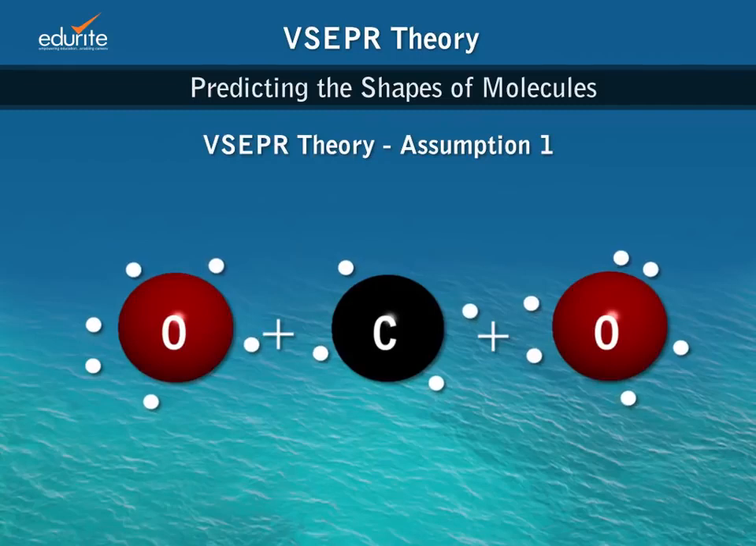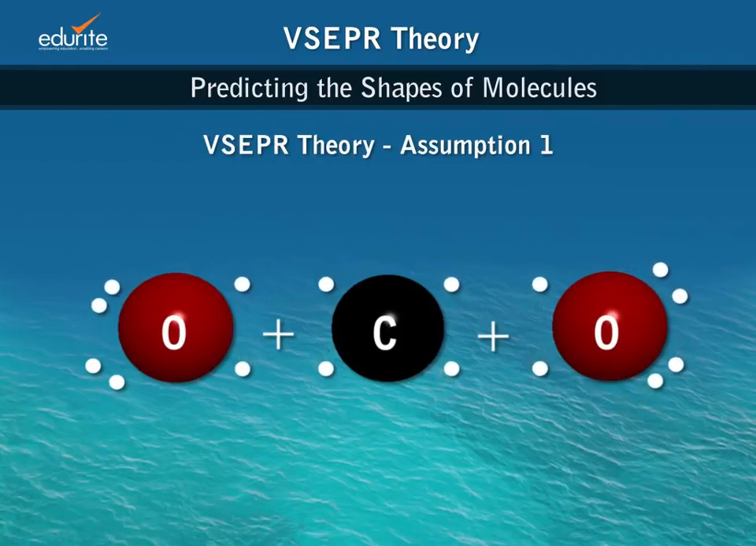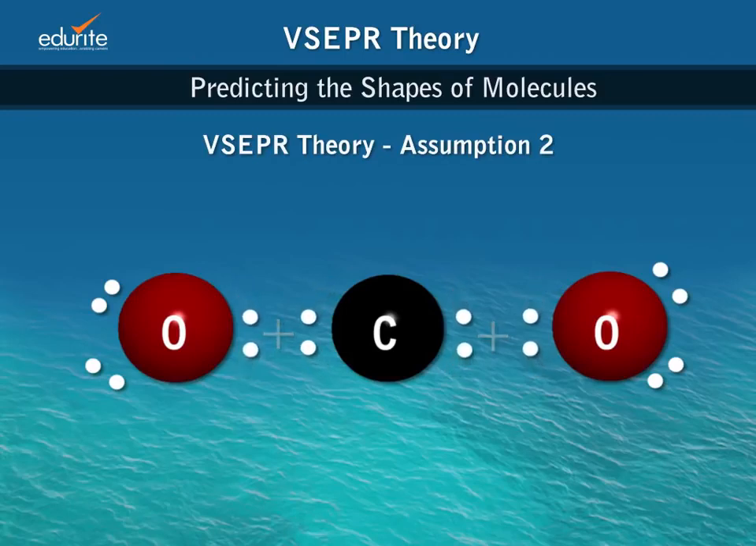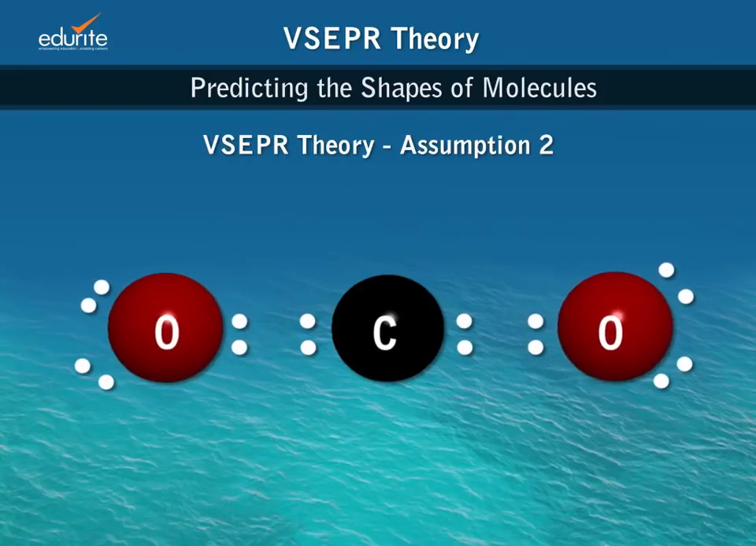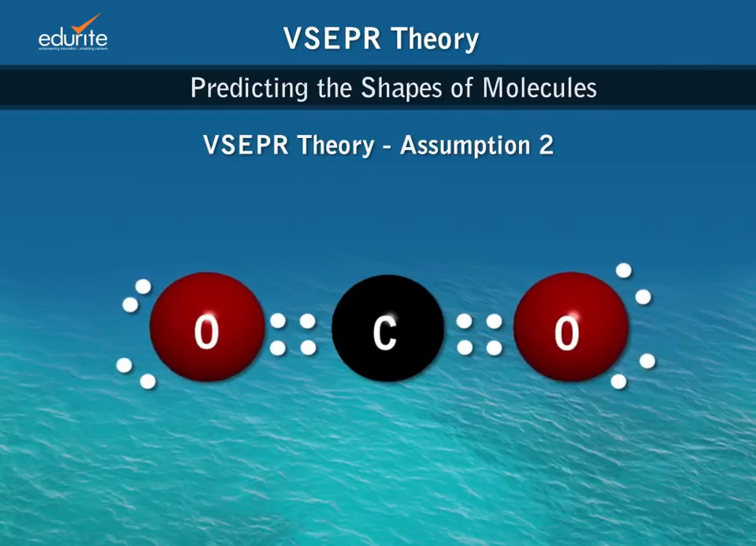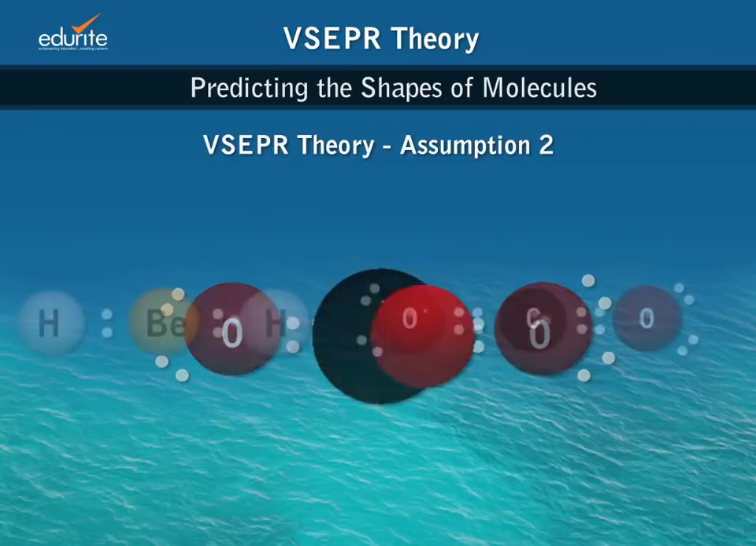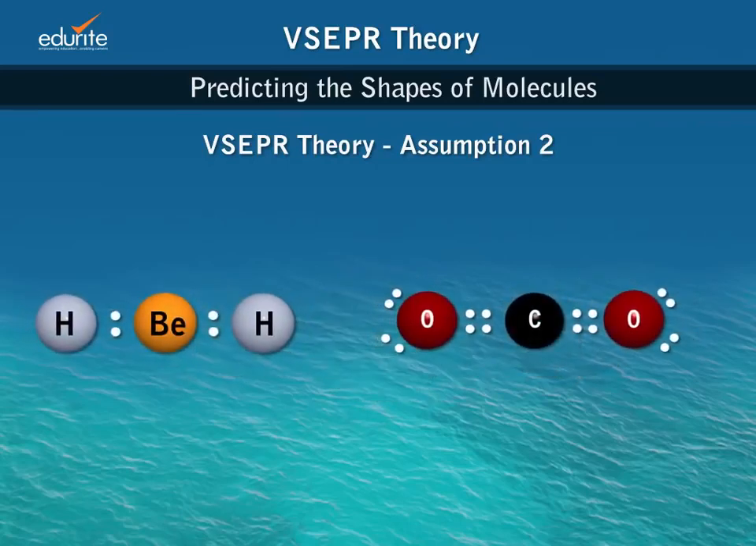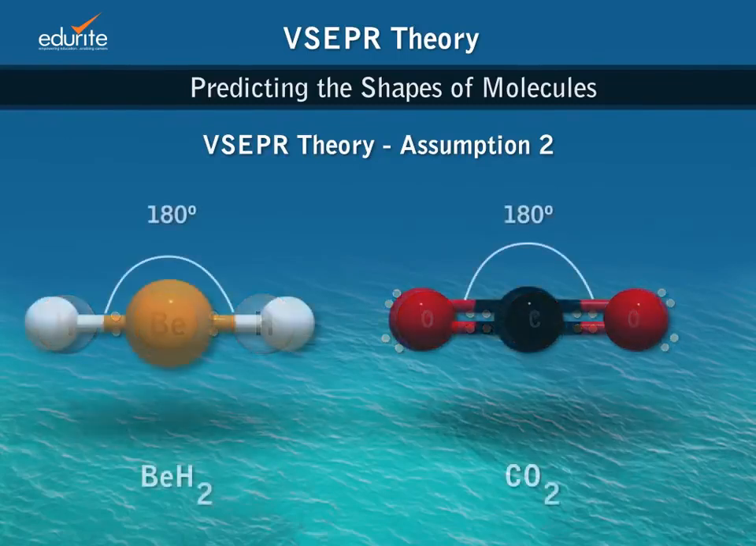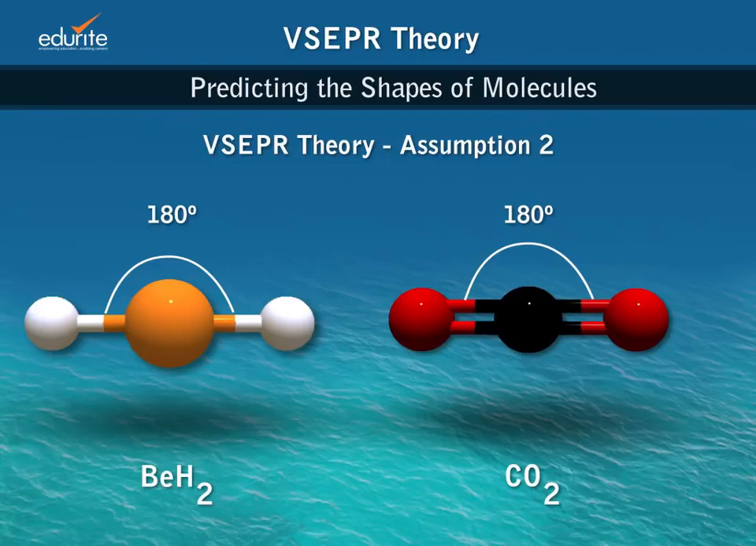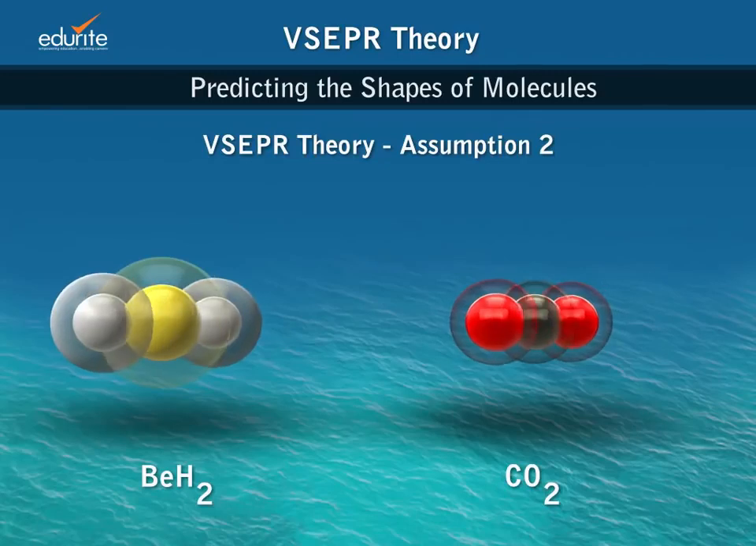1. Valence electron pairs in an atom repel each other. 2. Valence shell electron pairs, therefore, arrange themselves around the central atom in such a way that there is minimum repulsion between them. This happens when they are as far apart as possible. For example, if there are two electron pairs or electron groups, then these adopt a configuration where the electron pairs are at an angle of 180 degrees, as in beryllium hydride and carbon dioxide.